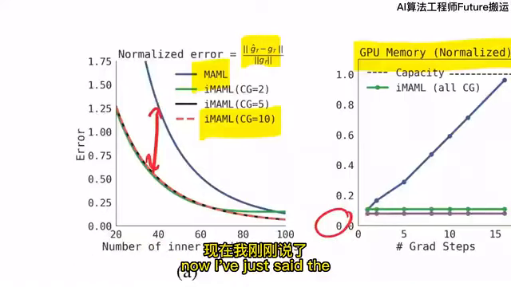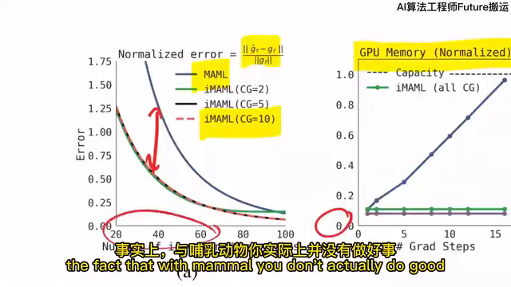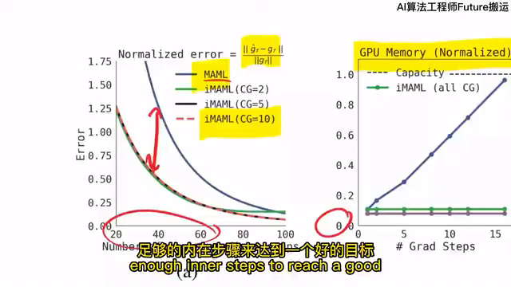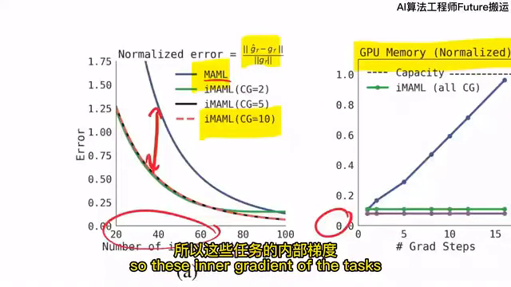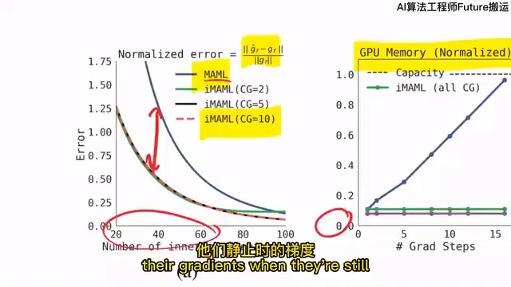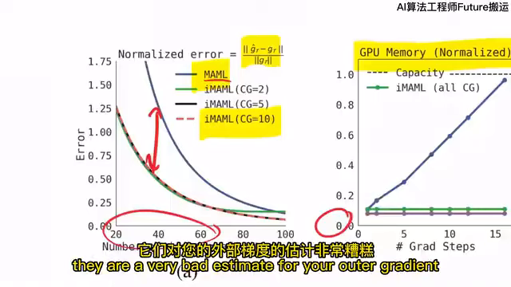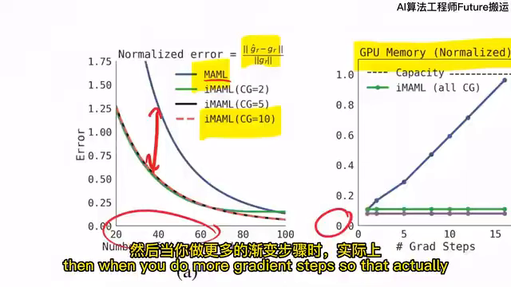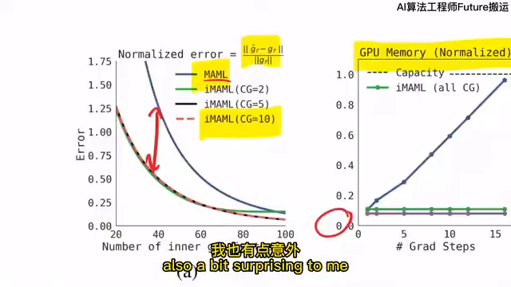Now, I've just said the errors accumulate, but the effect here is probably that with MAML, you don't actually do good enough inner steps to reach a good enough optimum of the inner tasks. So these inner gradients of the tasks are gradients when they're still very much not optimized, and therefore they are a very bad estimate for your outer gradient than when you do more gradient steps. So that actually hurts you more, which is also a bit surprising to me.